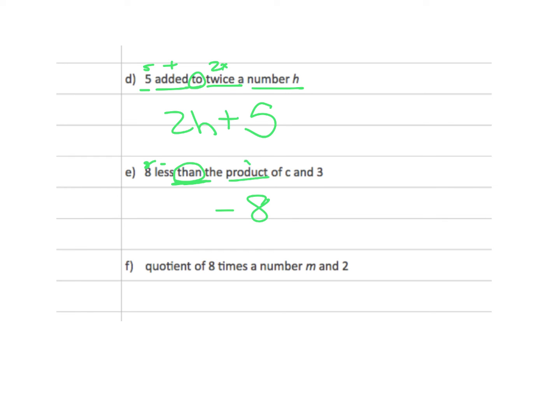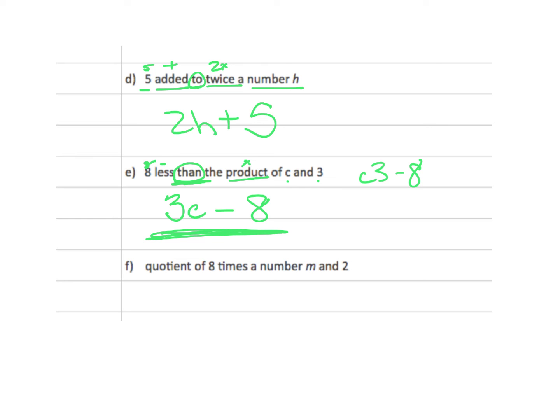The product, we know that's going to be multiplication of c and 3. Whenever we write it, though, the number comes before the variable. So it should be 3c minus 8. If you write c3 minus 8, I'll still give you credit, but this way is the best.